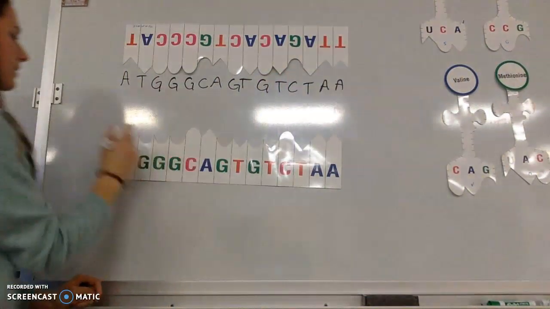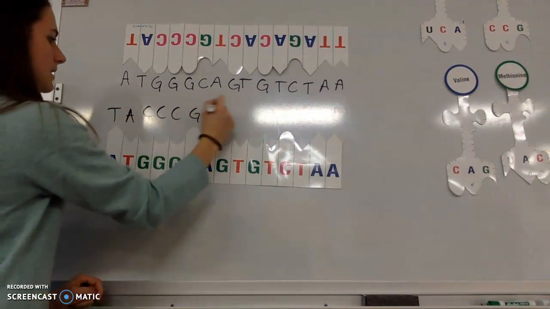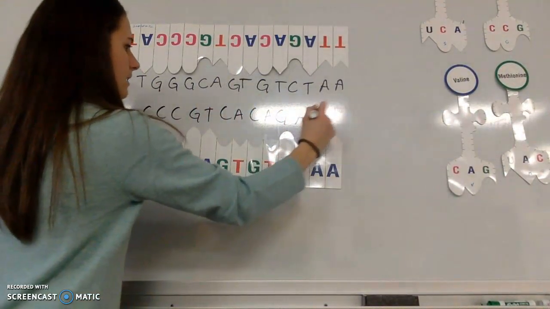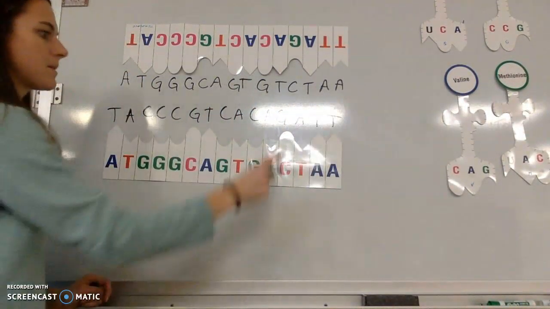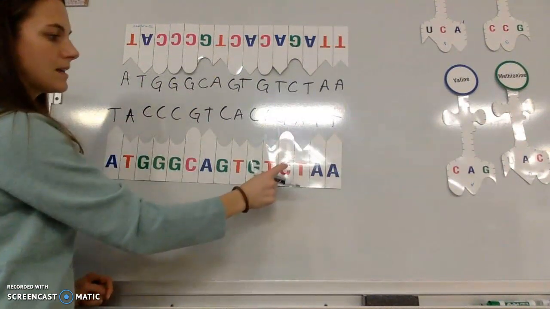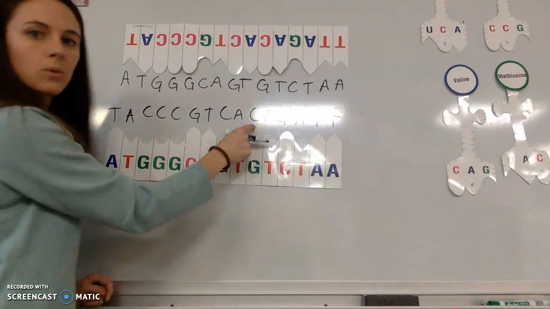The same thing would happen on this side. We'd have T, A, C, C, C, G, T, C, A, C, A, G, A, T, T. Anytime there's a T, we add an A. Anytime there's an A, we add a T. Anytime there's a C, we add a G. And anytime there's a G, we add a C.